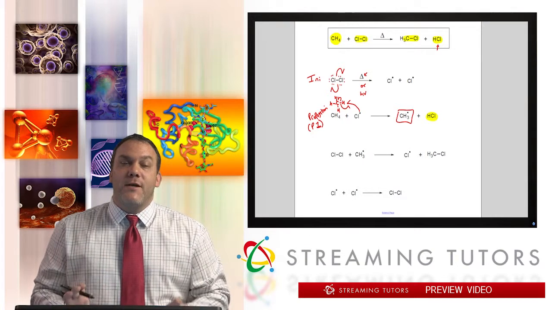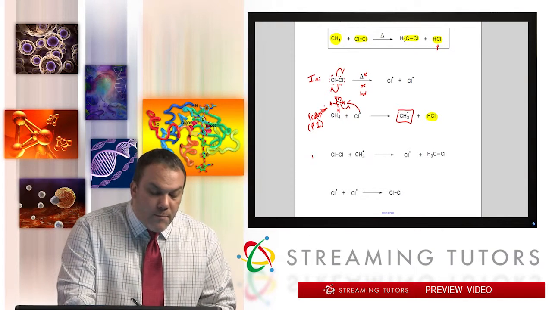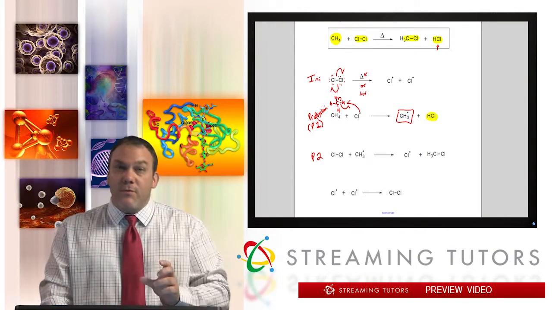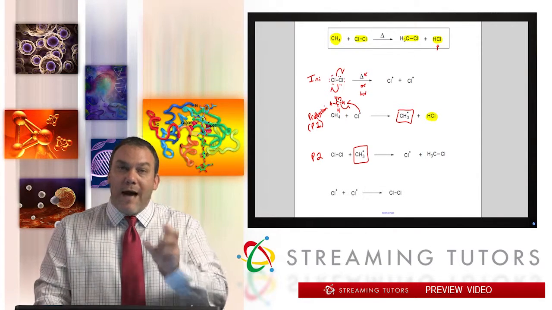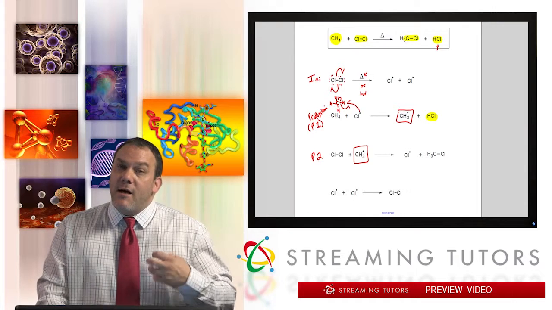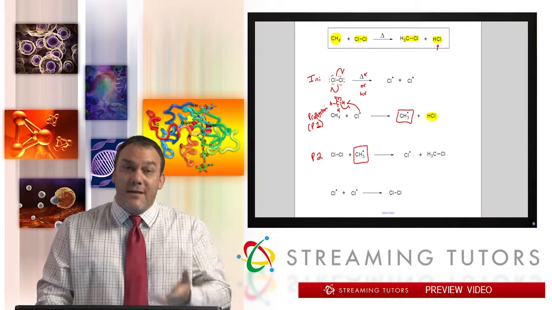There's sub-reactions that are going on. So we're going to go to P2 now, propagation 2, where we start with the radical that we just created, the alkyl radical, and now it's going to collide with a halogen, a Cl2.